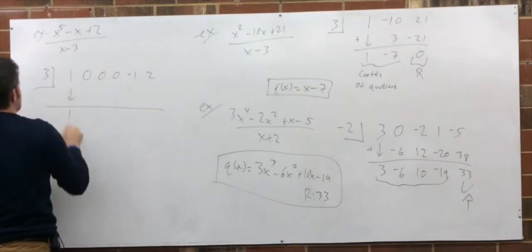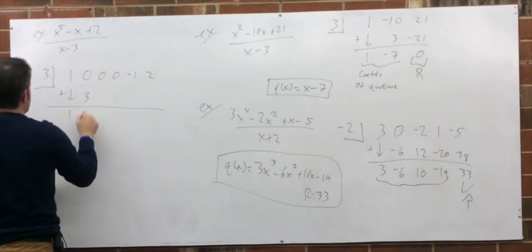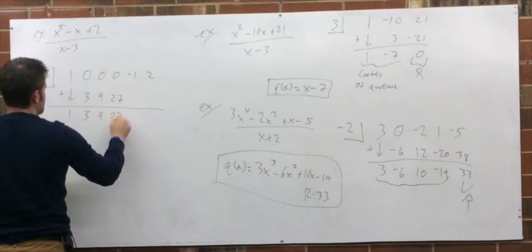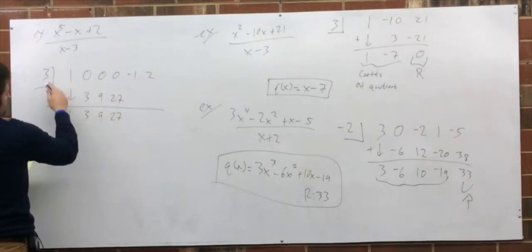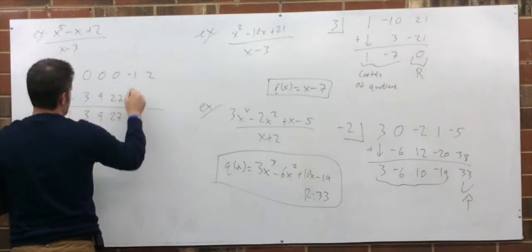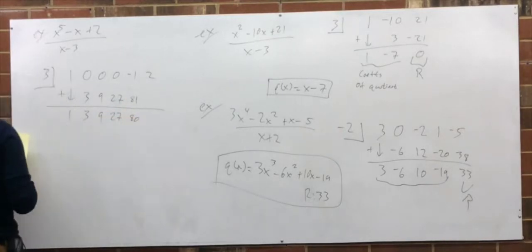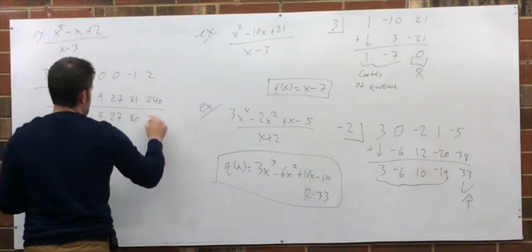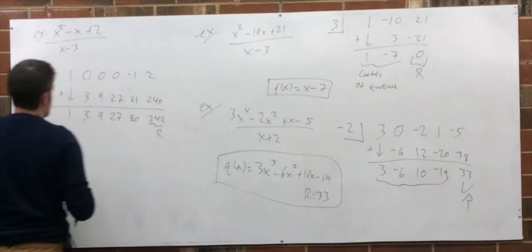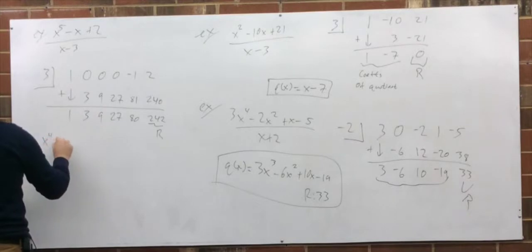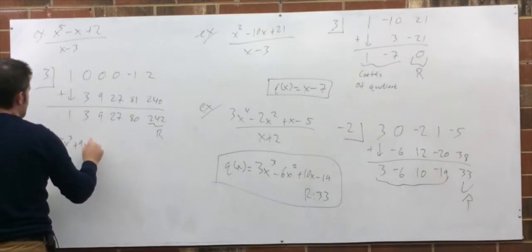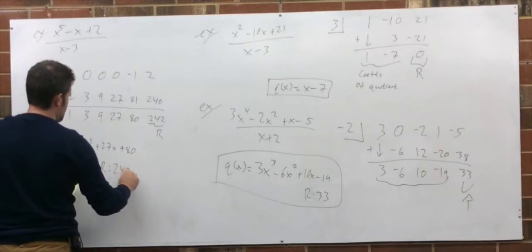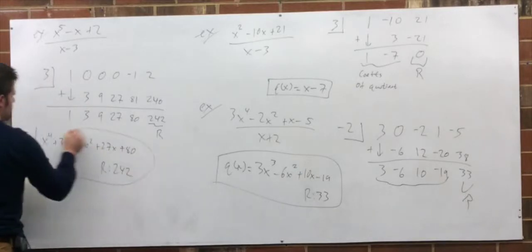We'll drop this first term down. 3 times 1 is 3. We're still adding. Right? 3 times 9 is 27. 3 times 27 is an 81. This produces an 80. And then 3 times 80 is a 240. Which leaves this as a 242. So this is your remainder. So your final answer is x to the 4th plus 3x cubed plus 9x squared plus 27x plus 80 with a remainder of 242.